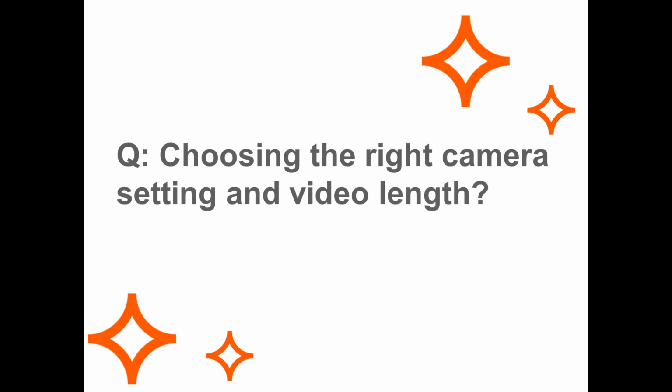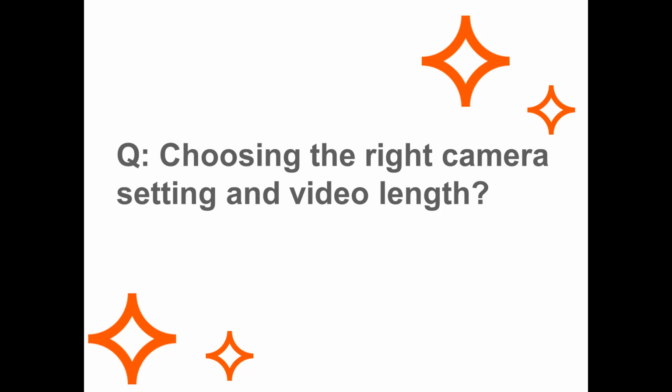Our next question is from Ellie in Maryland, who asks about choosing the right camera setting and video length. The right camera setting, if I'm taking that from the technical side, how do I set up the camera? If you don't know how to set up your camera, then your best bet is to just keep it on auto. That way it will automatically adjust the exposure and the white balance and everything. And generally, if you're using a modern smartphone, or even a modern point and shoot camera that shoots video, generally they're going to take a perfectly fine video.